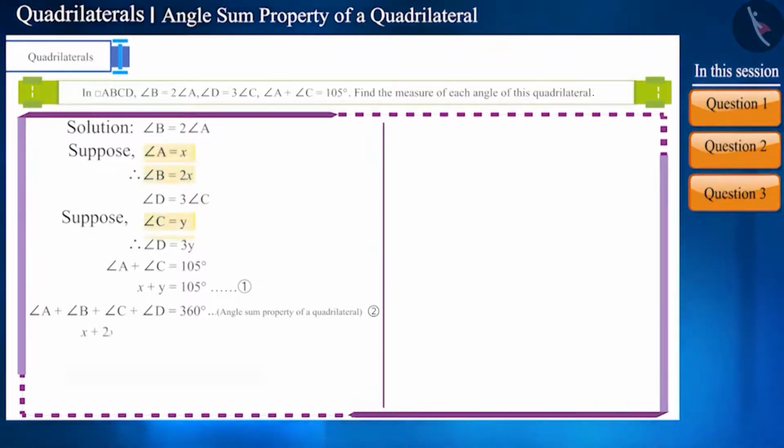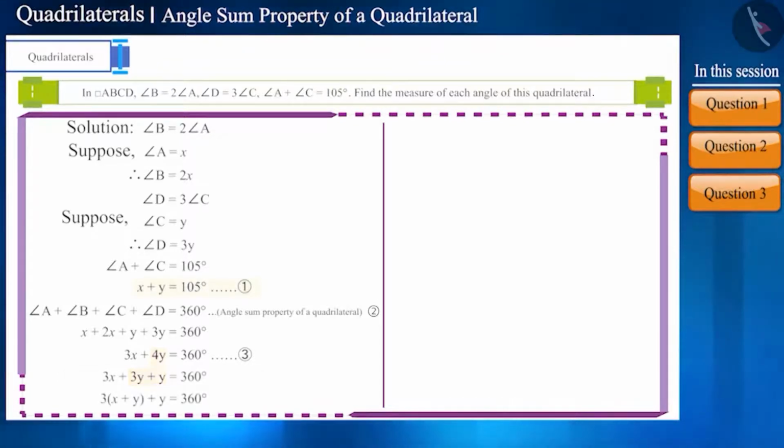Now by putting the values of angles A, B, C and D in equation 2, we will get this. If you simplify it a bit, you will get this. Let us call it equation 3. Friends, we can write equation 3 like this as well. Now, by placing the value of equation 1 in it, we can find the value of y.